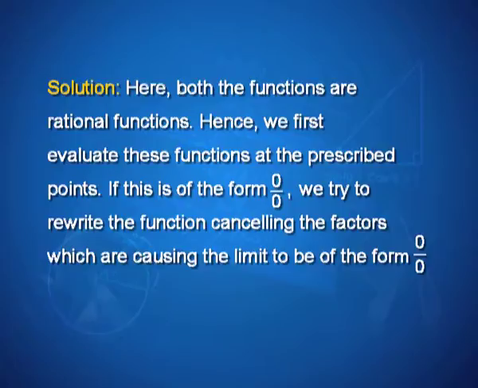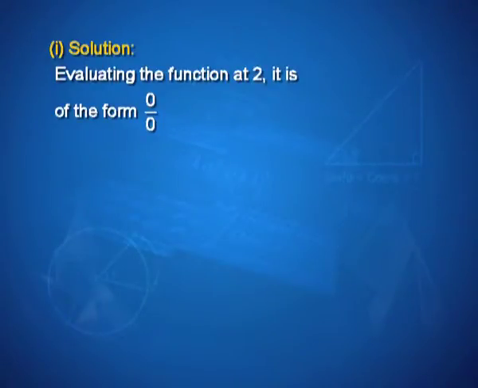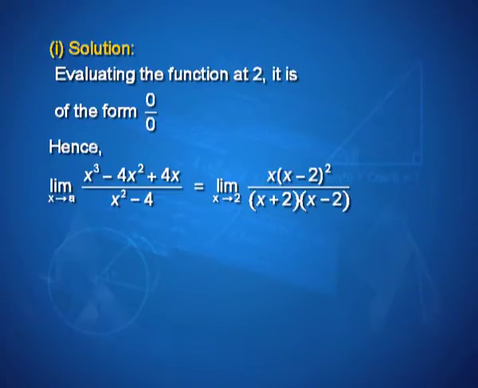If this is of the form 0 upon 0, we try to rewrite the function cancelling the factors which are causing the limit to be of the form 0 upon 0. Now, look at the solution. Evaluating the function at 2, it is of the form 0 upon 0. Hence, we can simplify limit x cube minus 4x square plus 4x upon x square minus 4 as x tends to 2 as limit x into x minus 2 whole square upon x plus 2 into x minus 2 as x tends to 2.